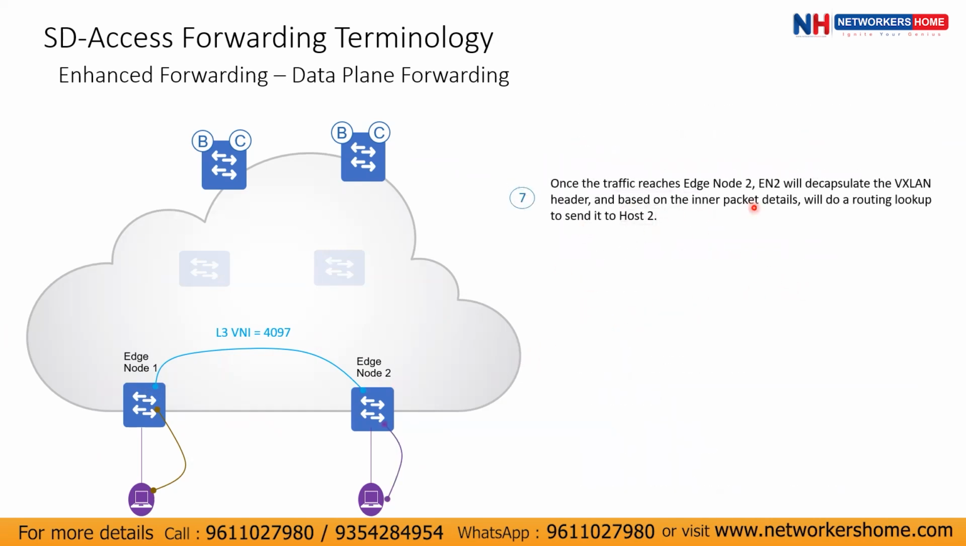Once my traffic reaches Fabric Edge 2, it will decapsulate the VXLAN. Based on the routing lookup and the access policy, whatever it finds in the VXLAN header, it will either permit or deny the traffic, and it will forward the traffic to host 2 in case the access policy is permit for this host to this host communication. So that was kind of detailed information on the data plane side, right?